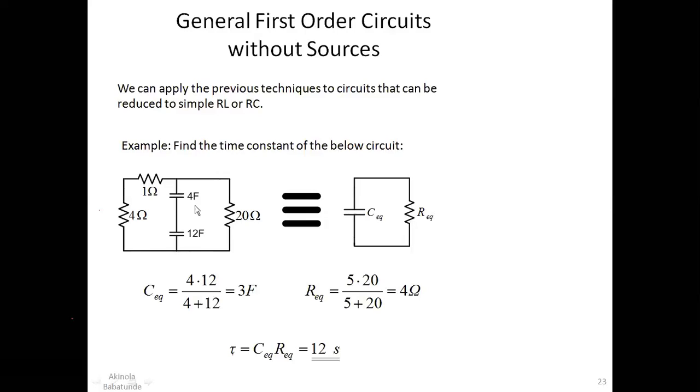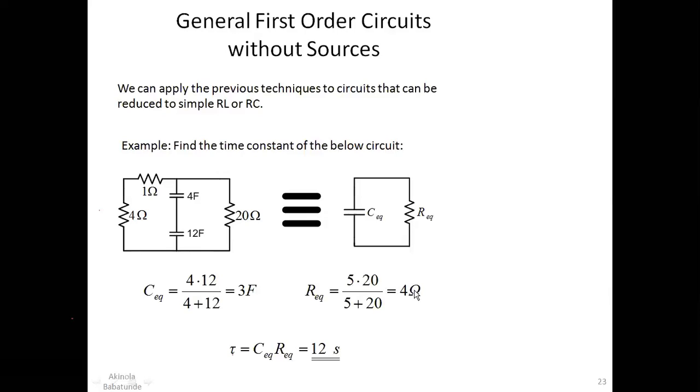Also, for the two capacitances we do have, they are in series. So to find their equivalent, you treat them like you would treat resistances in parallel. So it becomes 4 multiplied by 12 divided by 4 plus 12. That gives us 3 farad. Okay, so your C equivalent is 3 farad, and then your R equivalent is 4 ohms.